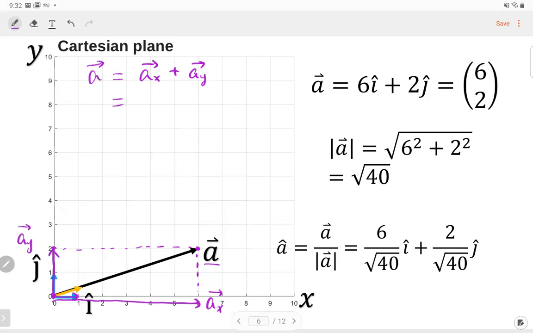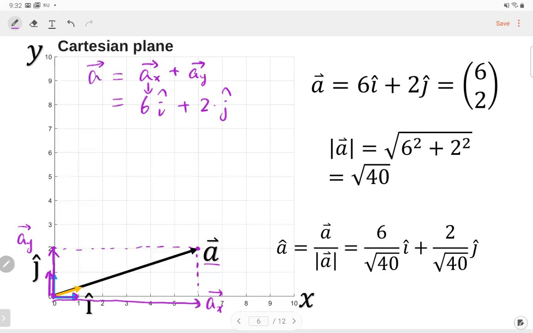So AX is actually 6 times the i vector. i is a unit vector. The magnitude is 1 and the direction is parallel to the x-axis. So I can write the vector AX as 6i. And the same thing, AY can be written as 2 times the unit vector in the y direction, that will be 2 times the little j. Right? The j is a unit vector in the y direction.